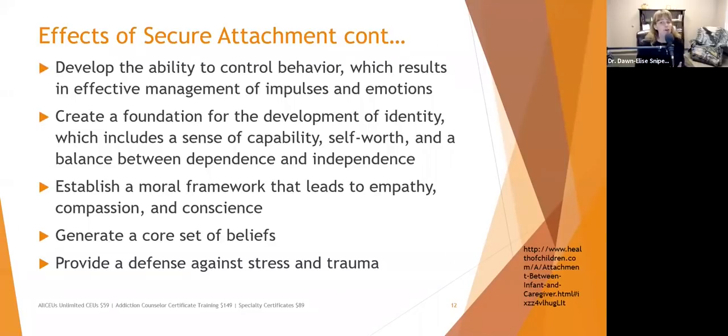Secure attachment also helps people establish a moral framework that leads to empathy, compassion, and conscience. When people are securely attached, they have somewhere they can go to bounce ideas off of. Is this right? Is this fair? Is this whatever? And it helps them establish a sense of right and wrong, helps them generate a core set of beliefs, and provides a defense against stress and trauma.